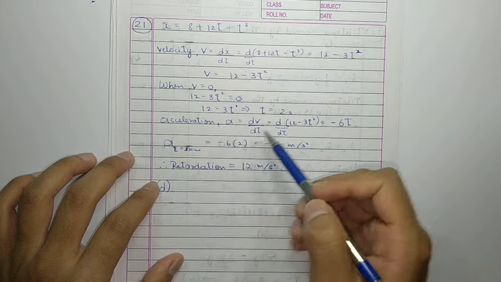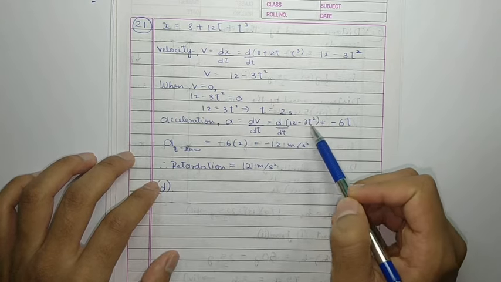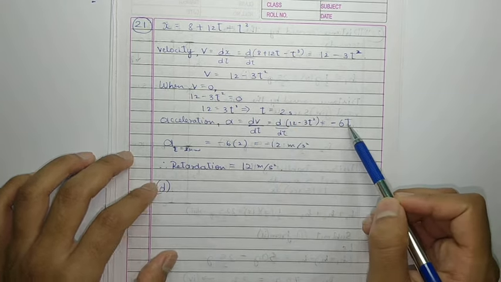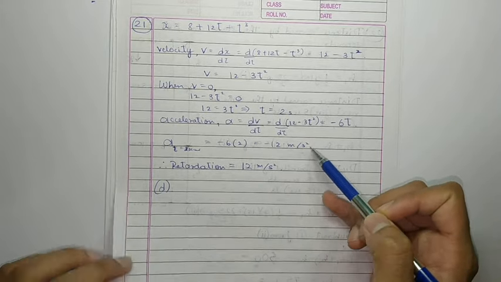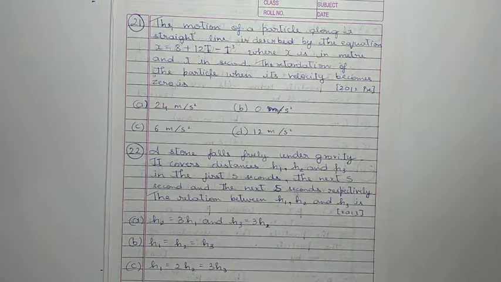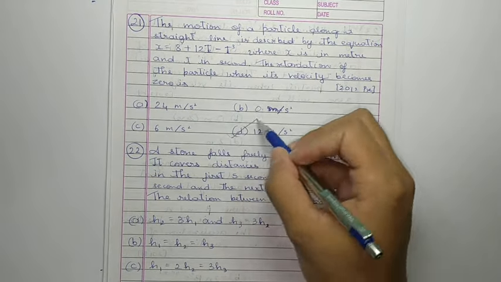Acceleration is equal to dv/dt. So we differentiate this equation and we get -6t. Therefore, substituting t = 2 seconds, we get -12 m/s². So therefore the retardation is 12 m/s², option D.